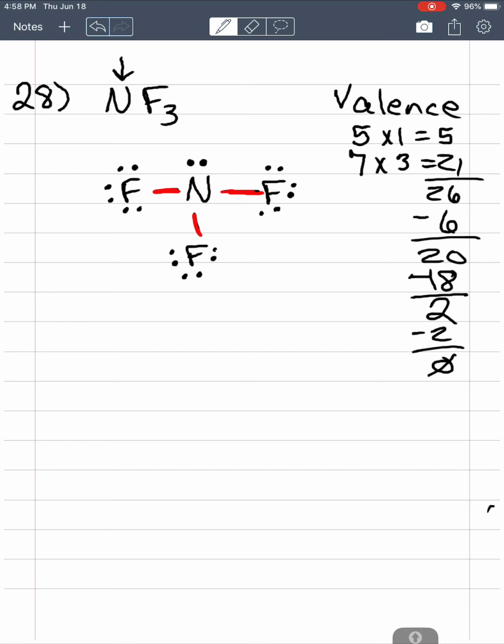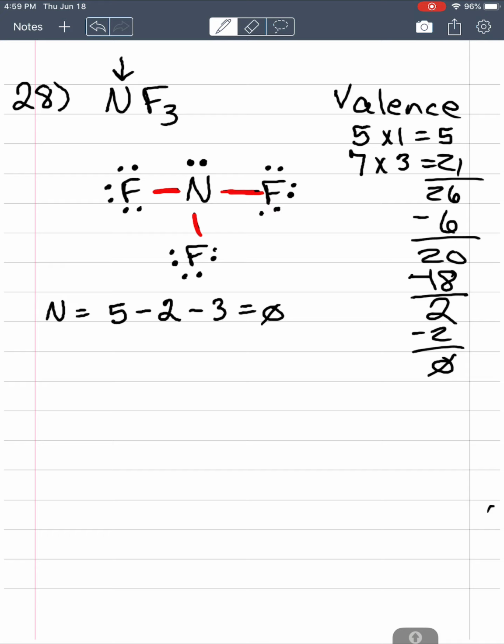So let's calculate the formal charge for these. Let's start with nitrogen. It's the valence electrons, which are 5 because it's in group 5, minus the lone pair electrons, it has 2, minus the number of bonds, it has 3. So 5 minus 2 is 3, 3 minus 3 is 0.